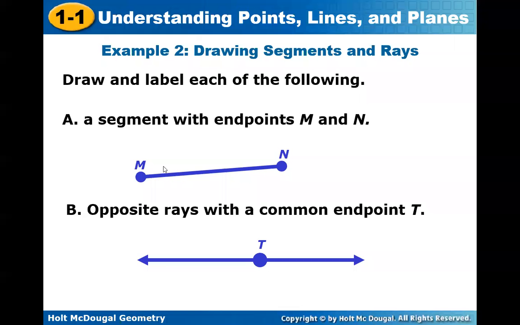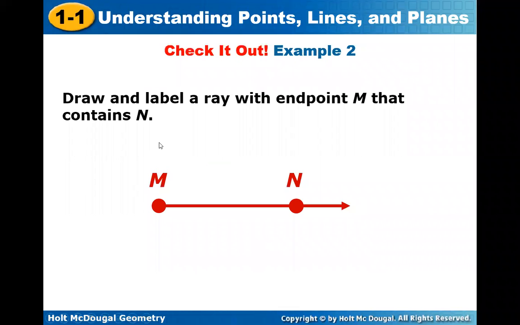Right, let's continue. Draw and label a ray with endpoint M that contains N. So I already have them on here for you, but this is a ray with endpoint M that contains N, right? So it just needs to have N somewhere in there. Obviously not the endpoint because M is our endpoint. If I wanted to write this out, certainly could, as MN with the ray on top.